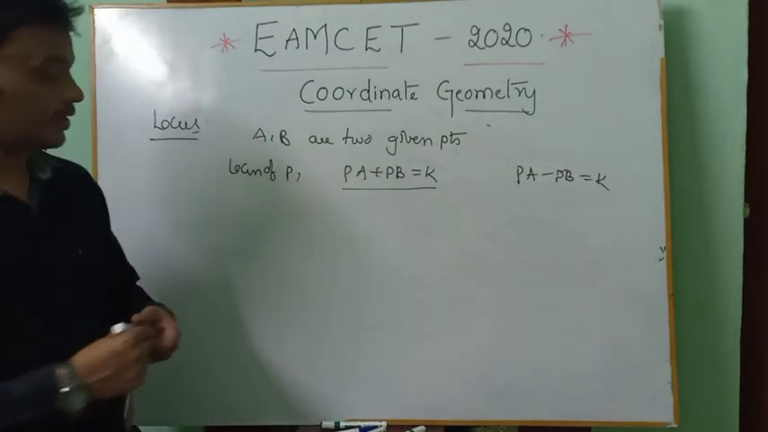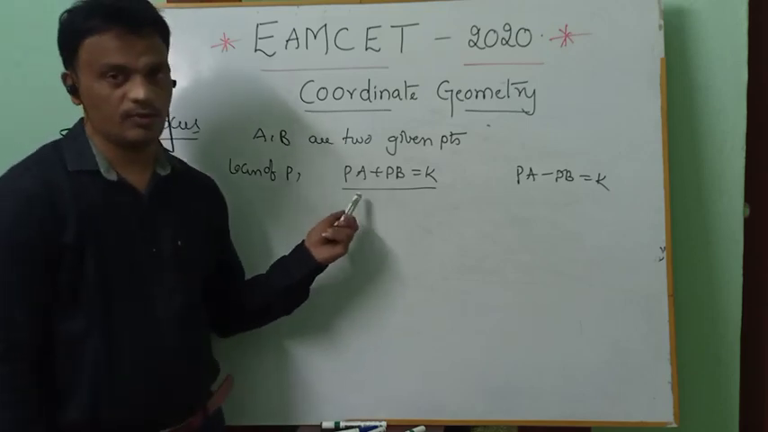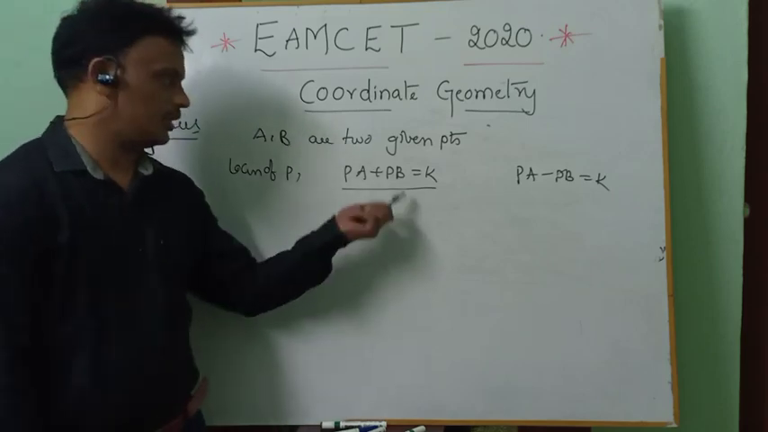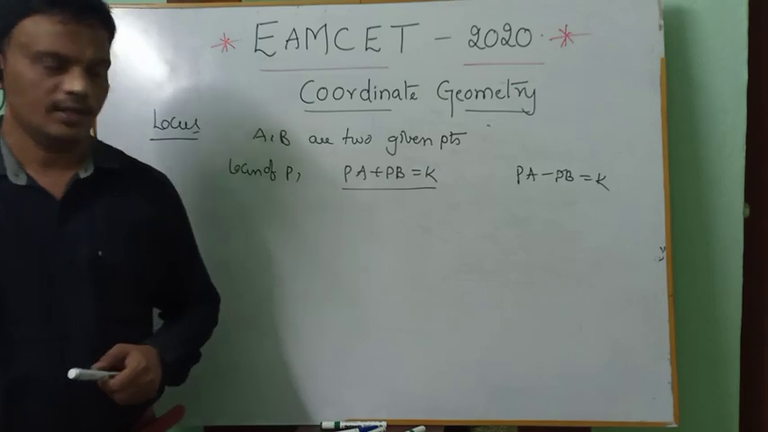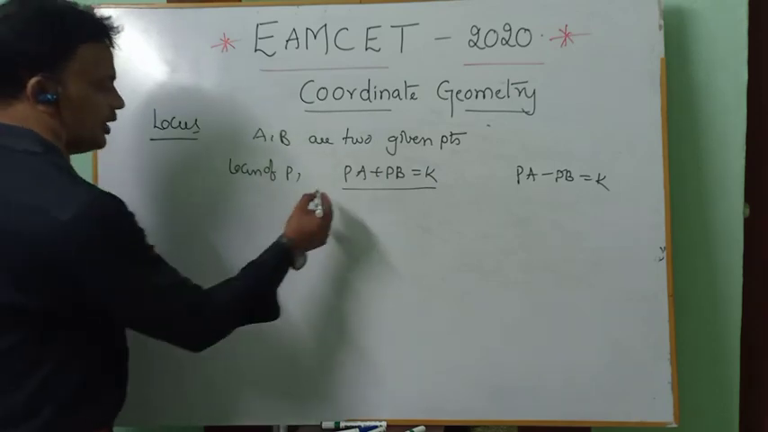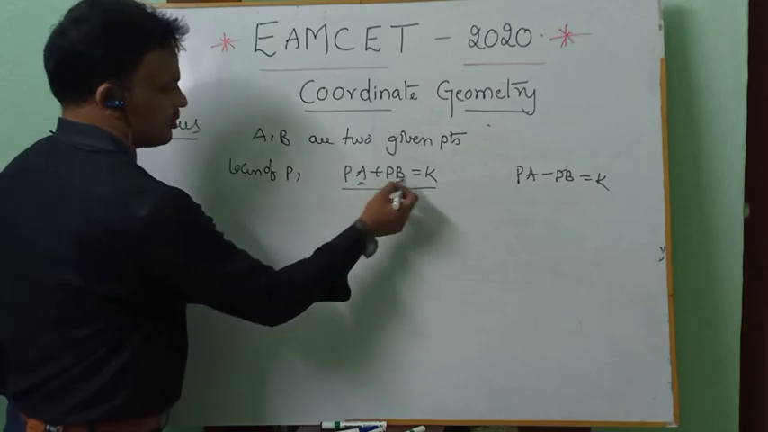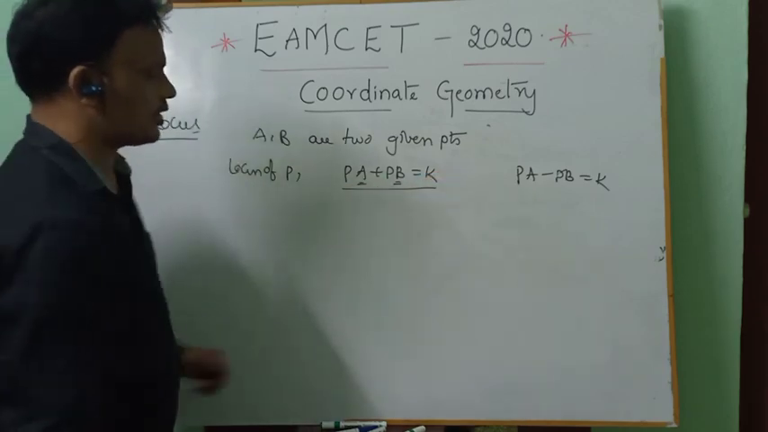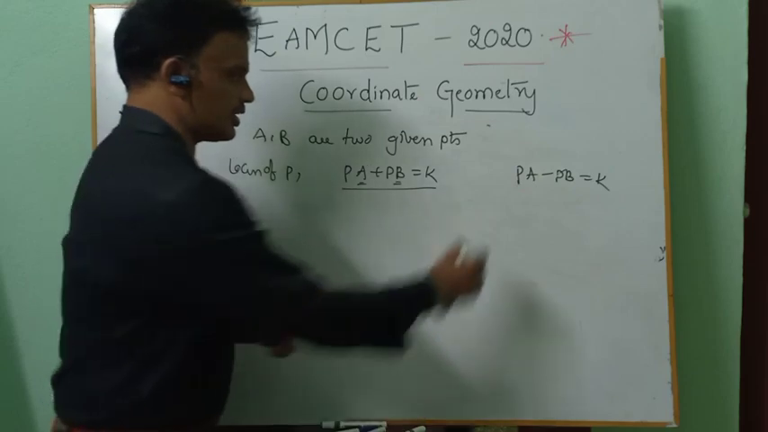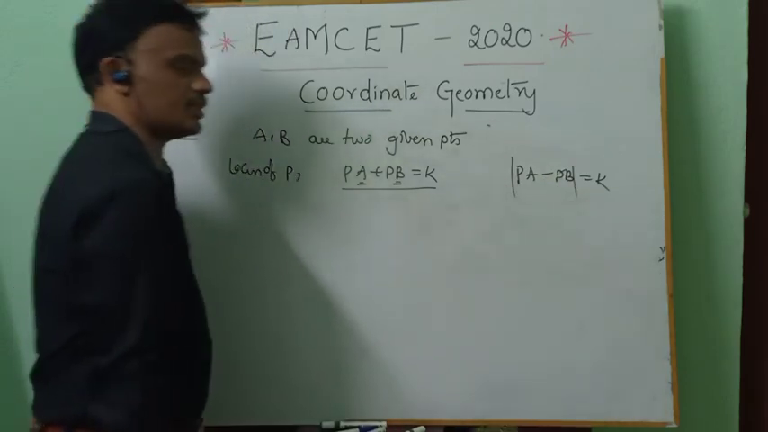Right? So sometimes they will ask what is the locus of P, what is the equation of the locus of P in these two conditions. Yes, so please practice this one. A, B are the two given points, and P is the locus point. PA plus PB is equal to K, or the difference of the two distances, modulus of PA minus PB, is equal to K. Like this, they will give it.